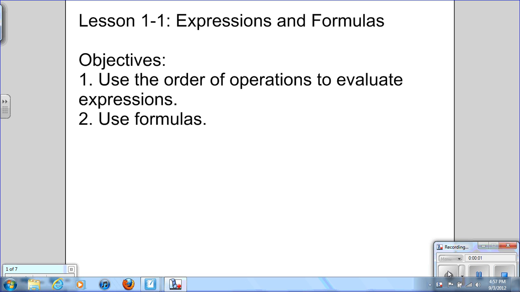Lesson 1-1, Expressions and Formulas. Your objectives are to use the order of operations to evaluate expressions. We're going to be plugging in numbers for variables and evaluating using the order of operations. And number 2, we're going to use formulas, geometry formulas mostly.